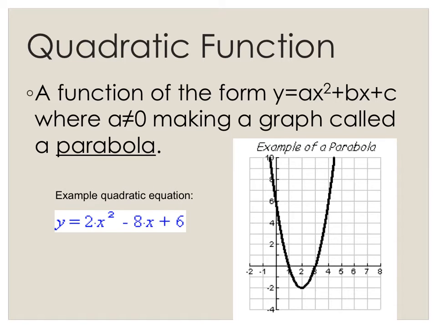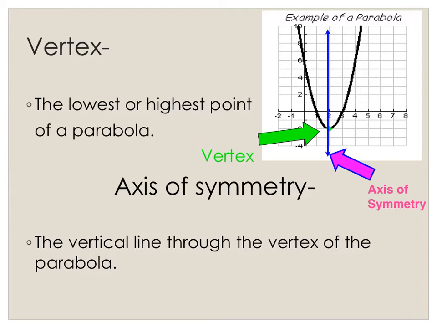A quadratic function in standard form is y equals ax squared plus bx plus c. When you graph a quadratic function, it is called a parabola. A quadratic function has a vertex, and the vertex is either the lowest or the highest point. We will also call it a maximum or minimum point.